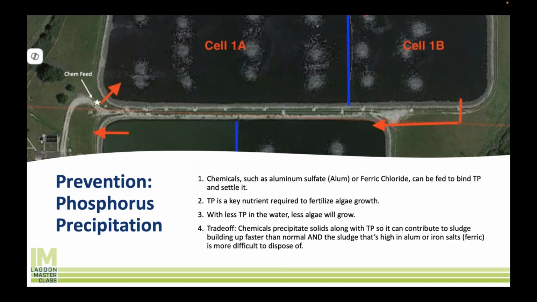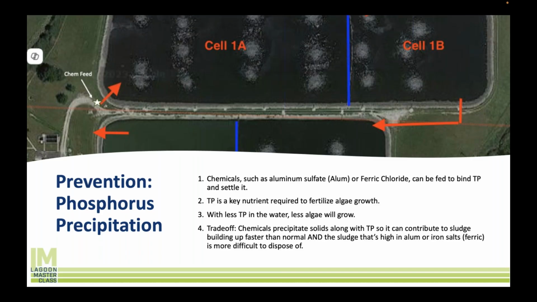And so you add a chemical precipitant, such as ferric or alum, that binds to the phosphorus and settles it out. And as you settle out this phosphorus and it's bound up in the solids at the bottom, it is not available at that stage to then fertilize the algae growth.